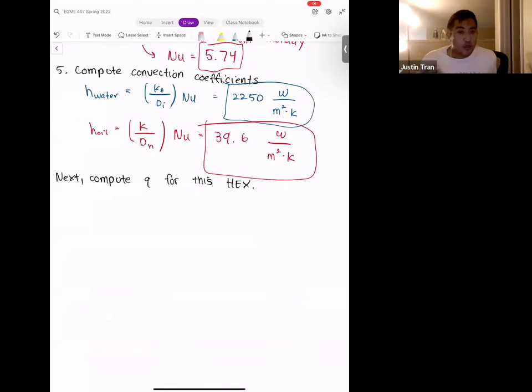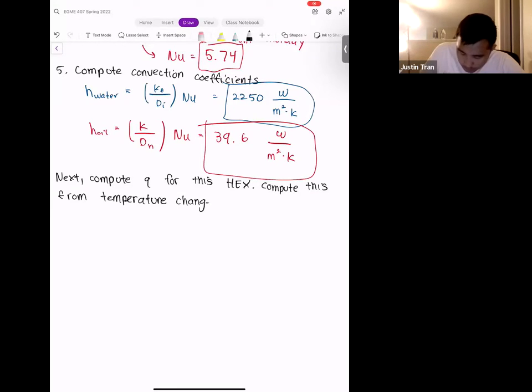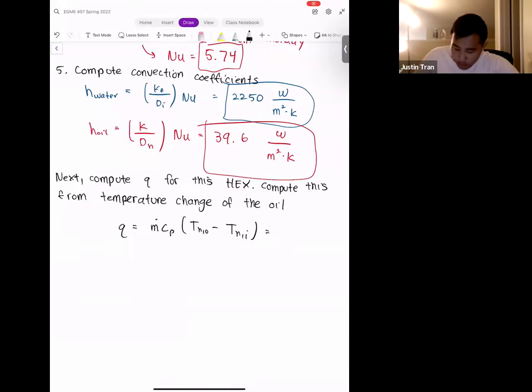The way that we're going to compute this Q is based on the temperature change in the oil, because what we know is that Q is equal to m dot Cp times THO minus THI. Or you could swap them in order to get a positive number. We have everything here: THO is 60 degrees C, THI is 100 degrees C, the mass flow rate of the oil is 0.1 kilograms per second, and Cp was a property that we looked up earlier.